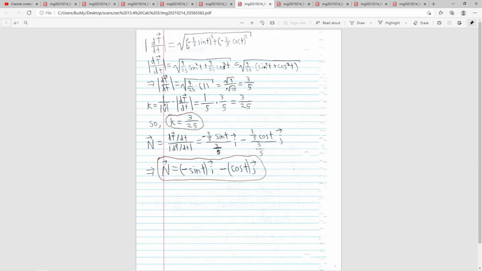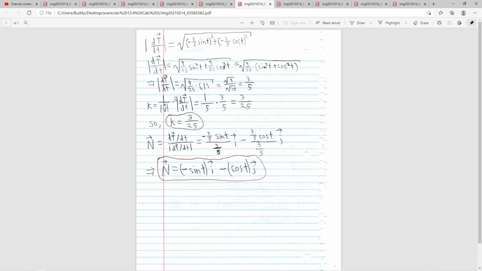The magnitude of this is very, very similar, but you distribute out 9/25, because that's what you get when you square both of these. And it's sine squared t plus cosine squared t, which is 1. So square root of 9 divided by square root of 25, which equals 3/5. So k we find is equal to 1 divided by 5 times 3/5, so it's 3/25.